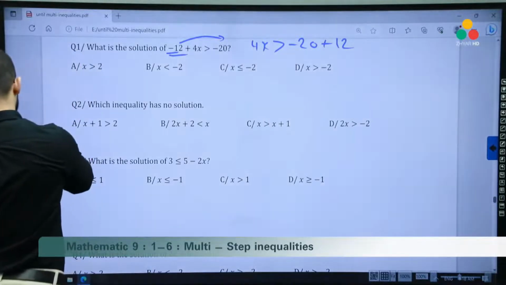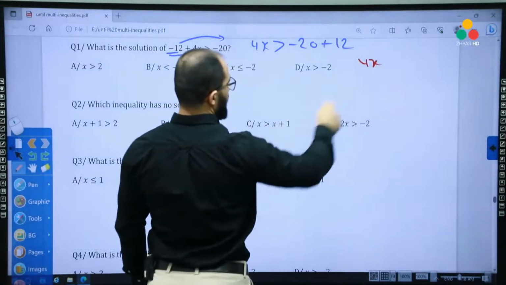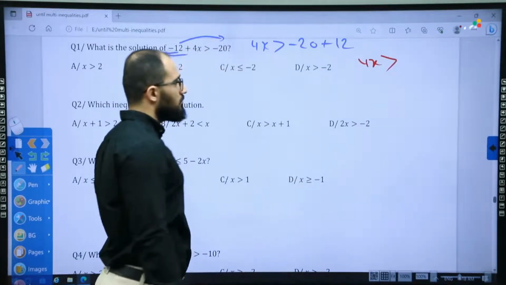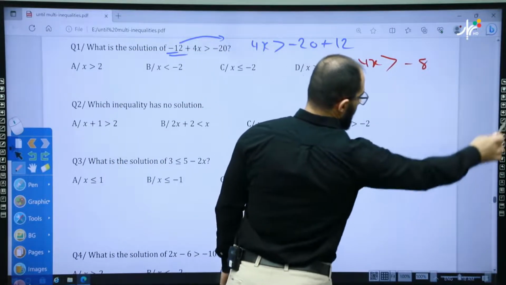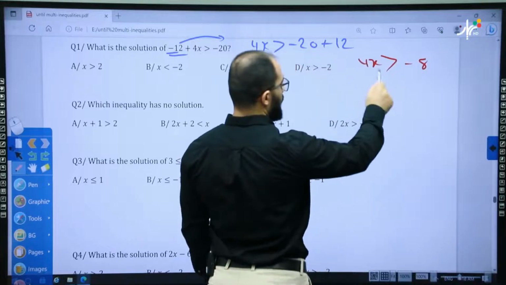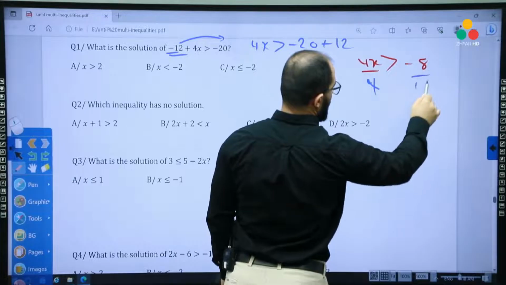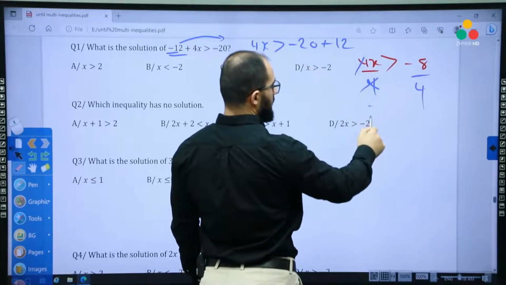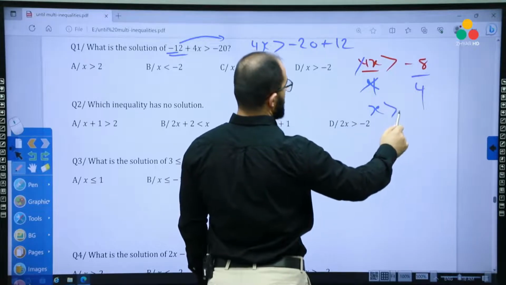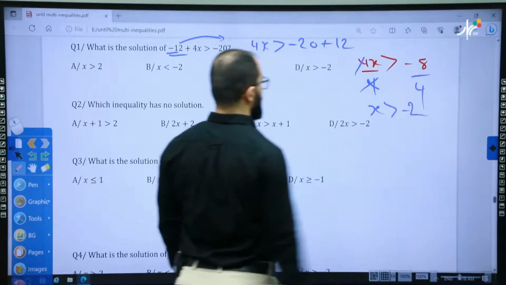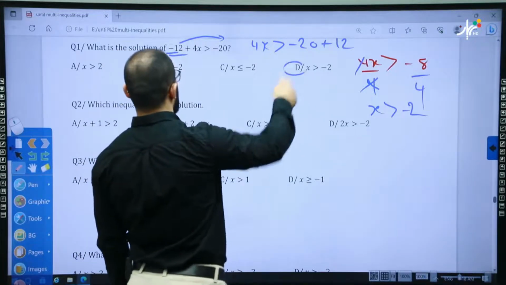Then do the calculation. 4x greater than negative 20 plus 12, it is negative 8. Then divided by 4, 4 and 4 cancel, x remains, negative 8 divided by 4 is negative 2. So the answer is x greater than negative 2, and it is D.